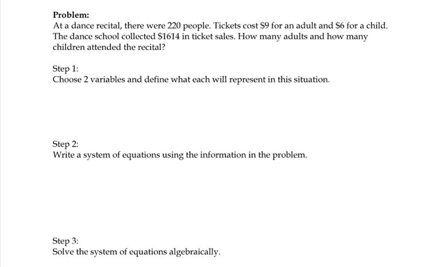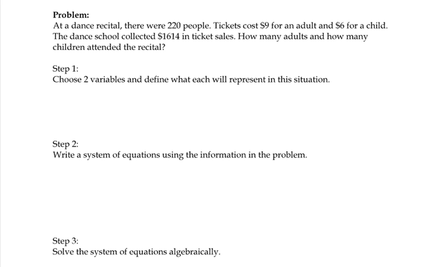Remember, if we read it together quickly, a dance recital, there's 220 people. Tickets cost $9 for an adult and $6 for a child. The dance school collected $1,614 in ticket sales. How many adults and how many children attend the recital? This is a perfect chart problem because they give us 2 totals, a total amount of money and a total number of people. And so you're welcome to use the chart to make your equation in this one. But I'd like you to try step 1 and 2 on your own.